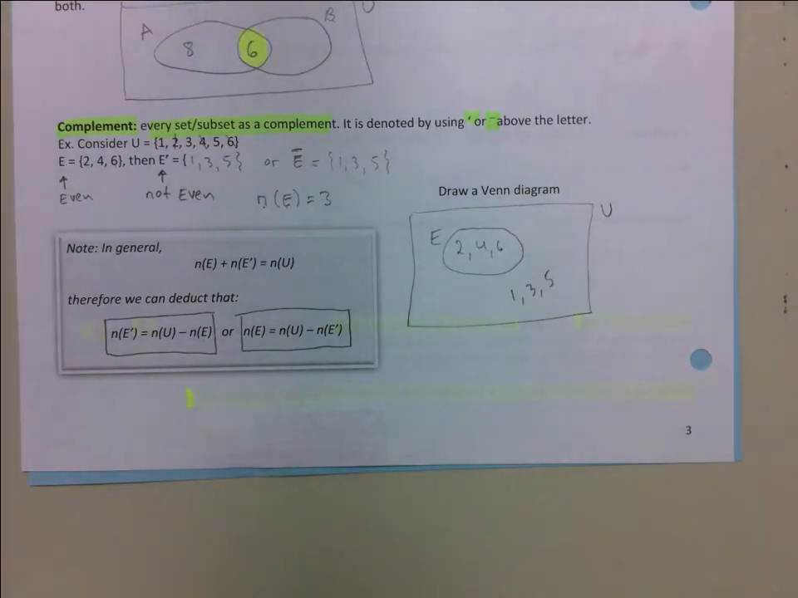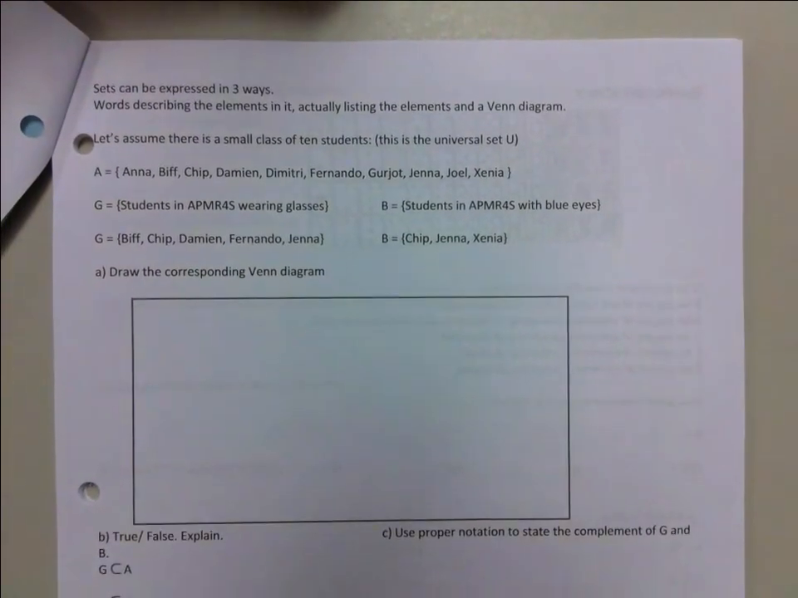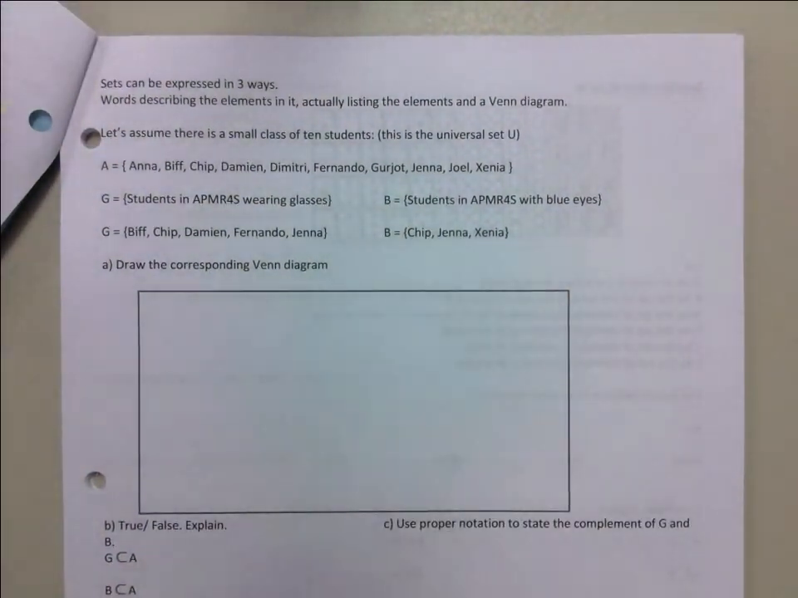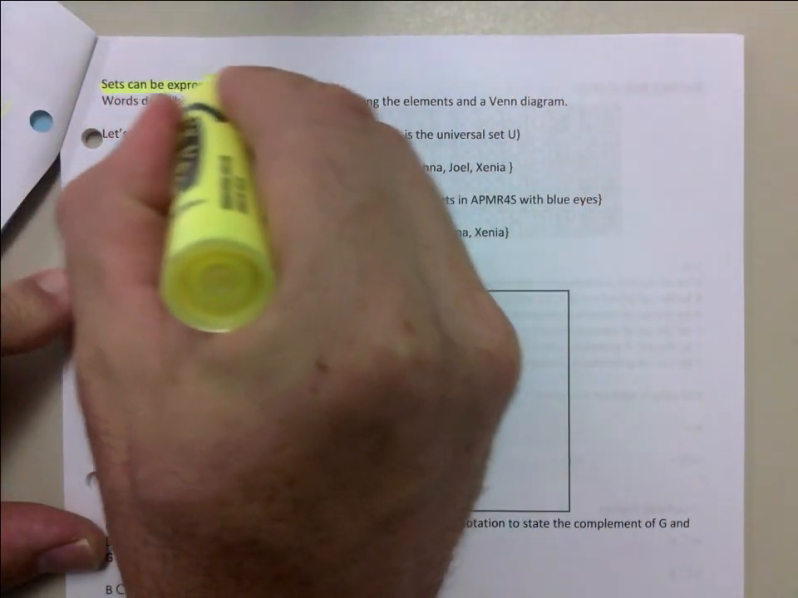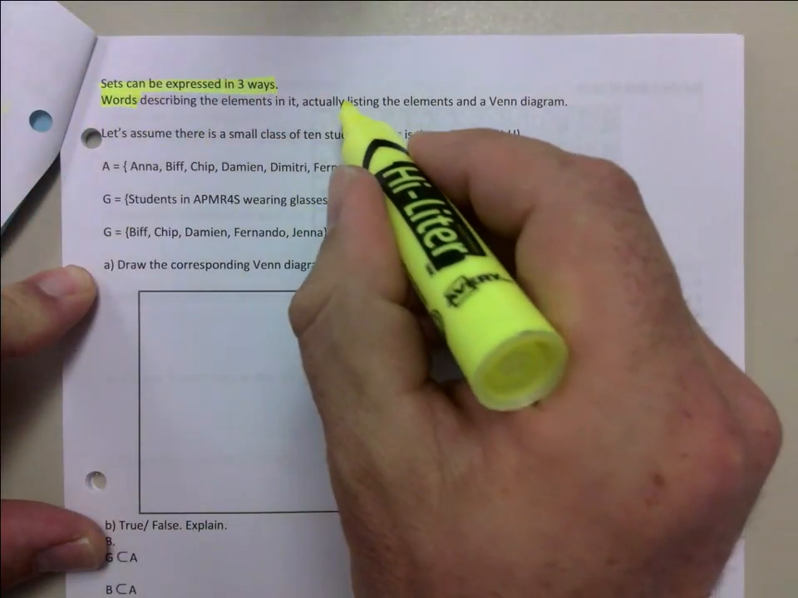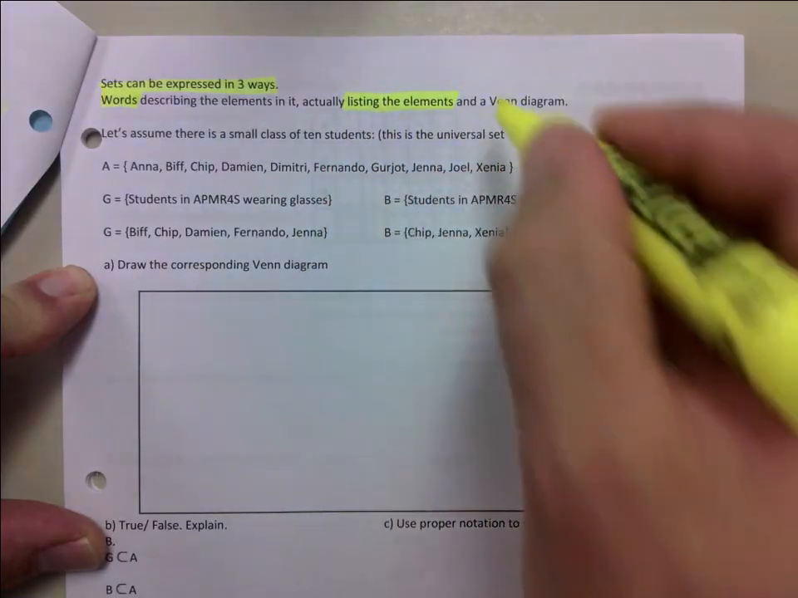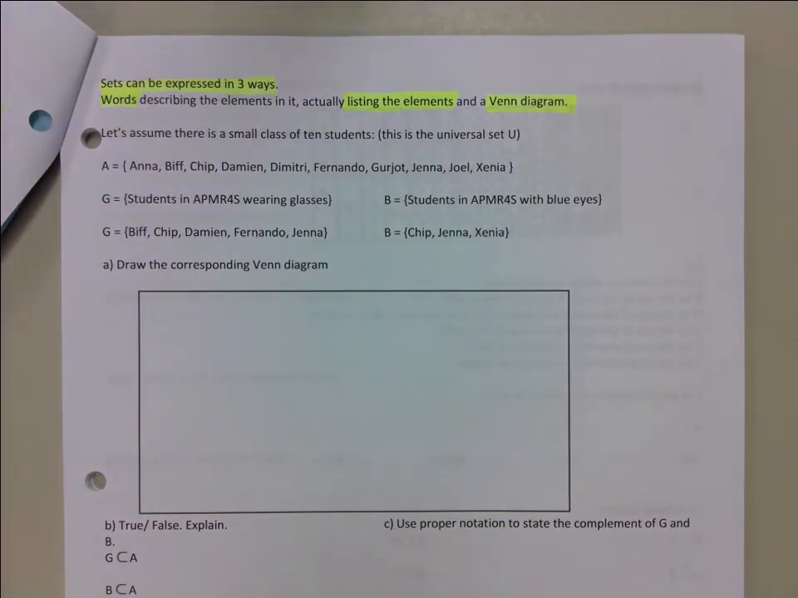Let's do a little bit of Venn diagramming to put this into practice here. Sets can be expressed in 3 ways: in words, listing the elements, or a Venn diagram, which is going to be the most popular, but you've got to be comfortable with all of them.